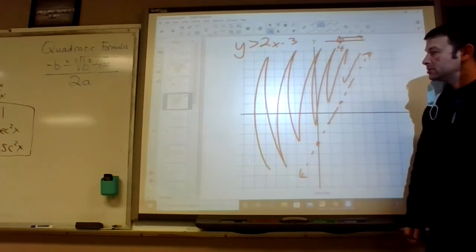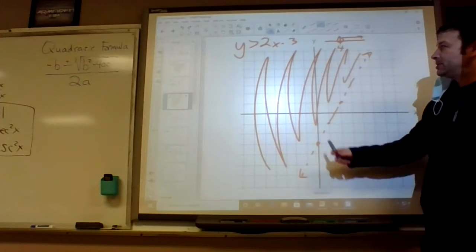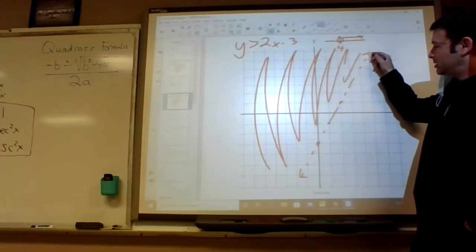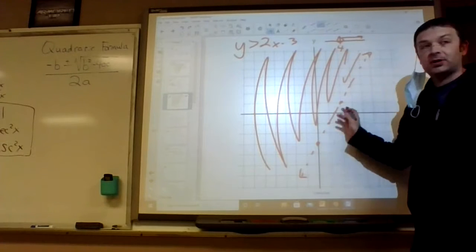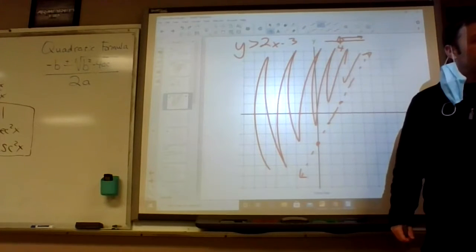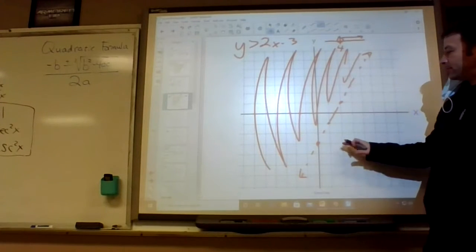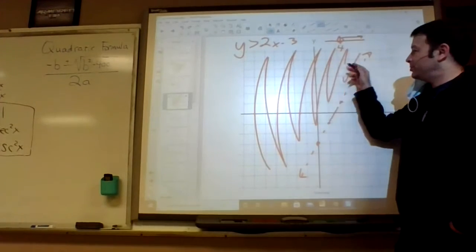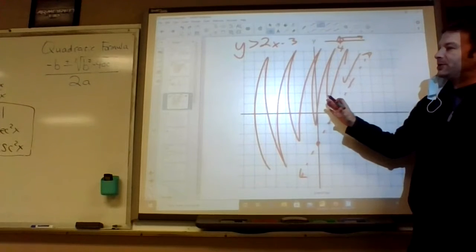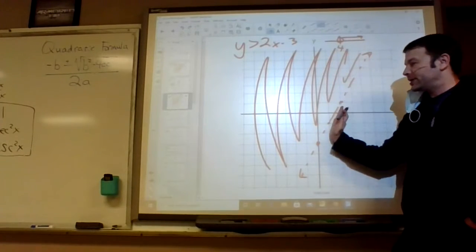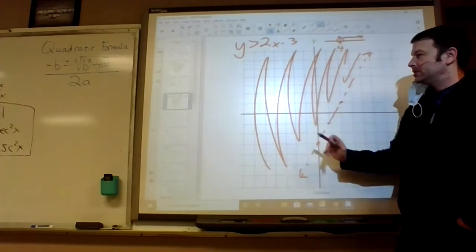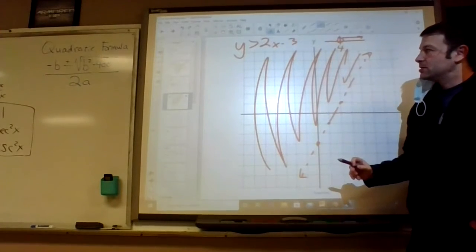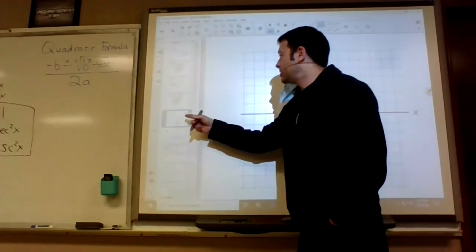You still make your line by doing everything the same, but instead of drawing a solid line, we just draw a dashed line. If it's y is greater than, you go above. If you get confused on what above is, pretend this is like a roof. What's above the roof? That side. If it's a negative slope, it doesn't change much.